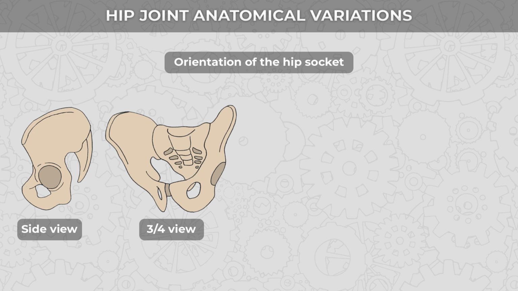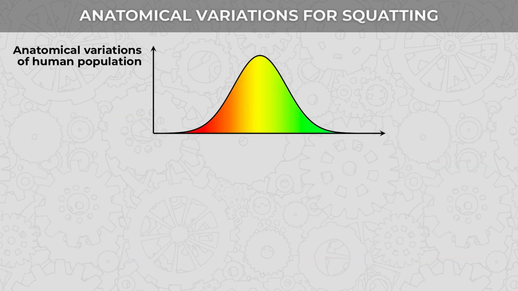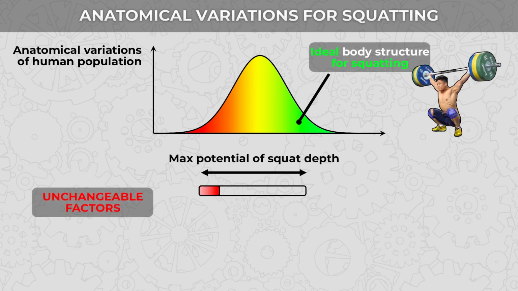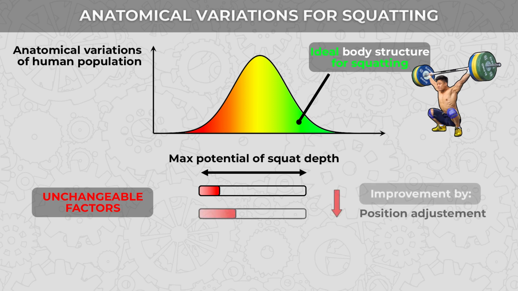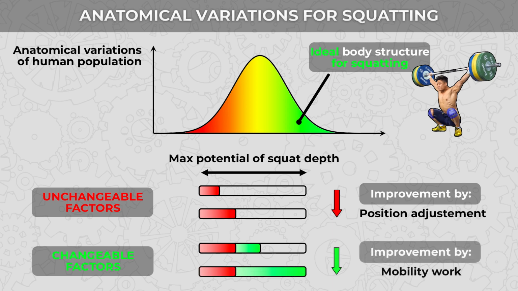And finally, there are variations also for the orientation of the hip socket, with side-oriented hip sockets and more front-oriented hip sockets. Imagine now all the possible combinations of all these factors, and you can understand that the ideal squat stance cannot be one-size-fits-all. The good news is that there are factors that influence the squat mechanics that we can control.